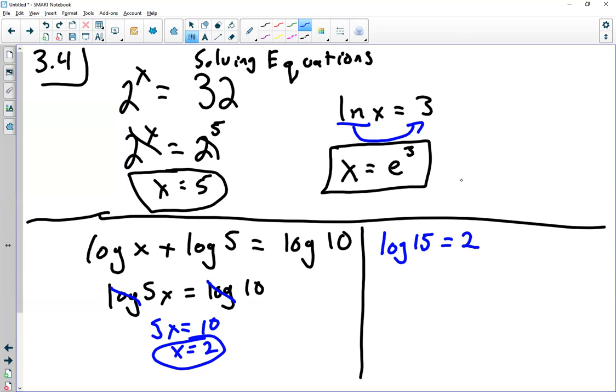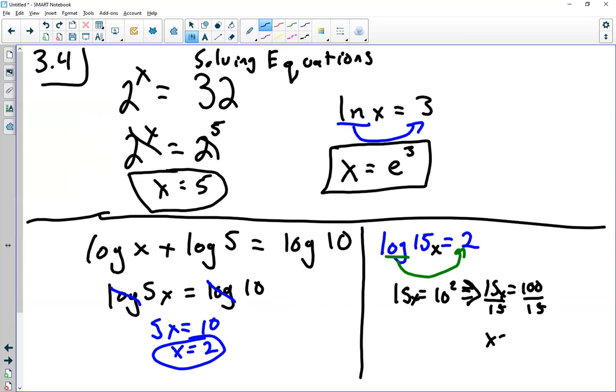For this one, notice there's not logs on both sides. So I needed to move the base of the log to the other side. So it's going to be 15x equals, since you don't see a number, you assume it's 10, log base 10. So it's 10 to the 2nd power. 15x equals 100. Oh wait, I didn't put an x. I should put a little x here. My bad. Then divided by 15 on both sides. x equals, in this case, 6 and 2/3.